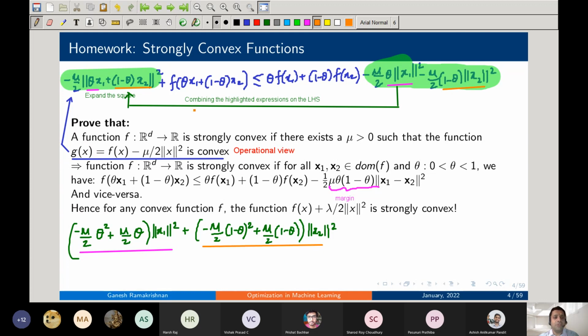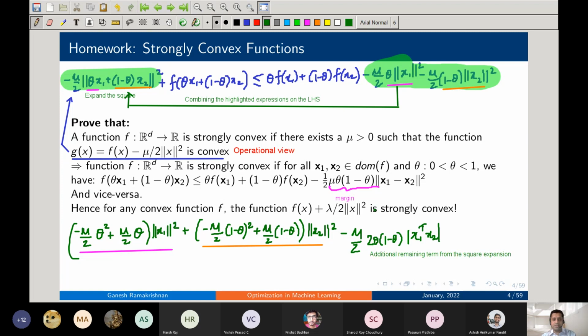And then I'll have a term which comes up by virtue of the expansion of the one additional term from the expansion of the square, which is nothing but minus mu by 2. There'll be a 2 theta 1 minus theta, absolute value of x1 transpose x2. Okay. So this is the additional term from this remaining term, square expansion.